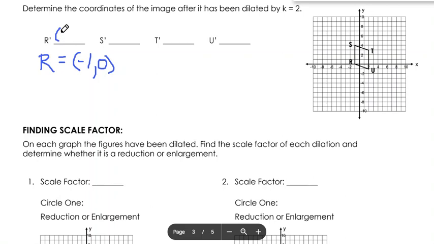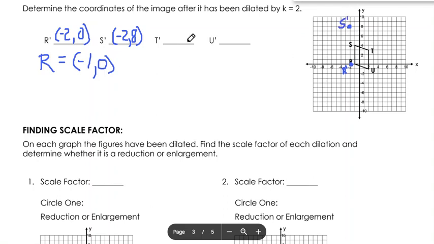So negative 1 times 2 would be negative 2. 0 times 2 would be 0. So negative 2, 0 would be R prime. So that would go right here, right? That would be R prime. S, let's see what S is. That's at negative 1, my x value, and 4 on my y value. So if I times that by 2, negative 1 times 2 would be negative 2. 4 times 2 would be 8. So that would be negative 2, 8. So I'm going to go over negative 2 and then go up to 8 and put a point. And that's my S prime.